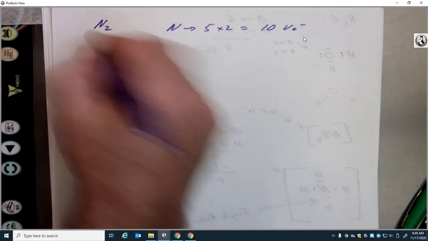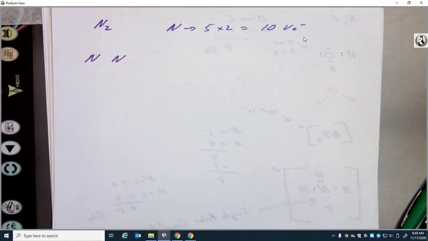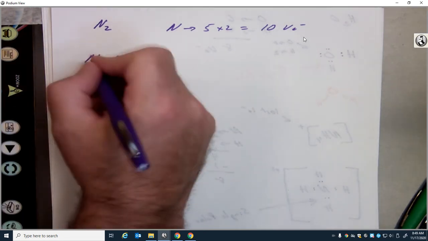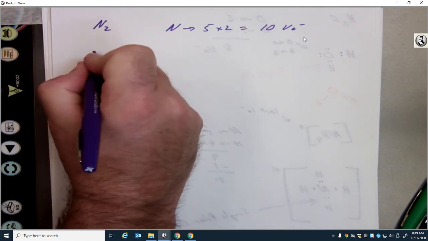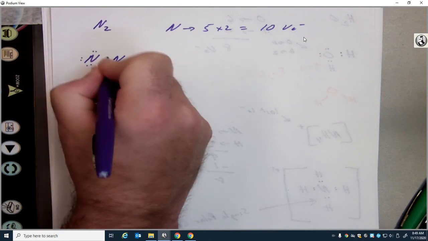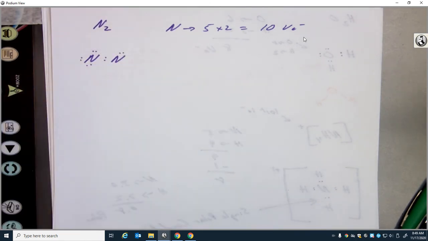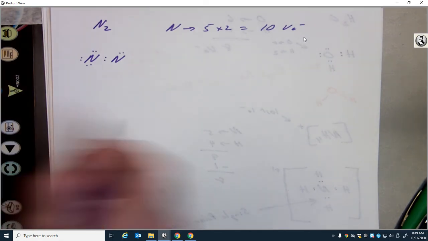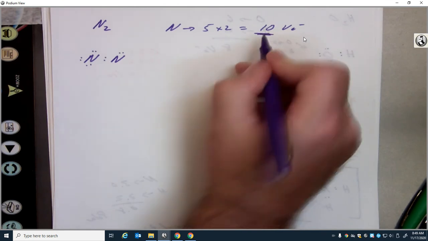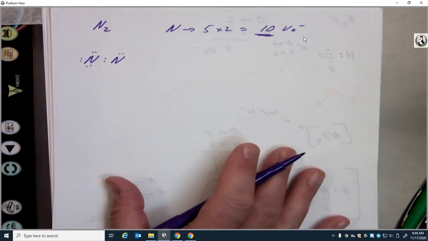Now, there's only 2 atoms, so there's no central atom. They're just going to be next to each other. Okay. And now I have 10 electrons to play with. So I'm going to put 1, 2, 3, 4, 5, 6, 7, 8, 9, 10. I can't put any more. I only have 10 valence electrons to play with. That's it. Okay? There are no more.